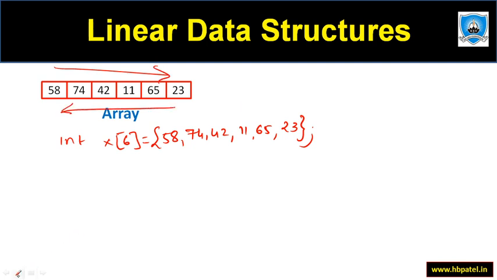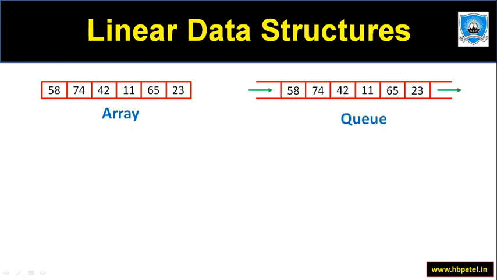Then second category is queue. So queue is again linear, but there is a difference between these two. In queue, normally the insertion, the addition of any item, is done from one end, and deletion or removal is done from the other end. So one end is for inserting and the other end is for deleting. This is the property of queue. There are two different ends. The data items are inserted from one side and the data items are removed from the other side.